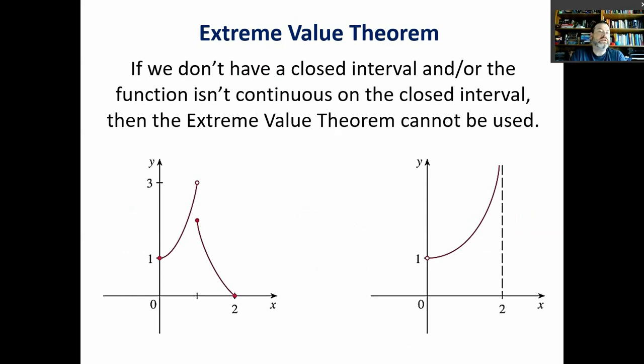Here are two things that look like counterexamples for the extreme value theorem, but they're not, because in the first graph, the function is not continuous, even though it's on a closed interval. In the second example, we have a vertical asymptote at what would be one of the endpoints, so it's an open interval. So the function has to be continuous, and has to be on a closed interval. If not, we can't use this theorem.